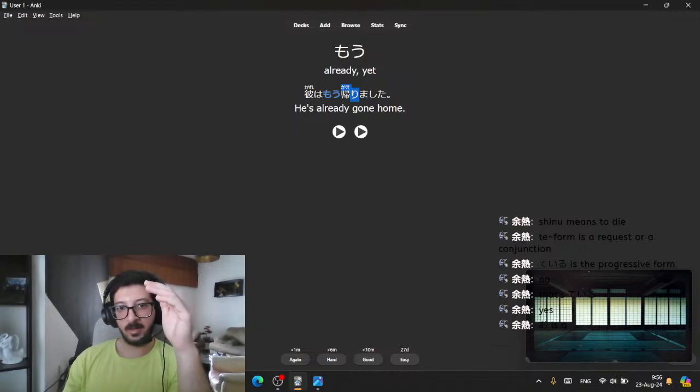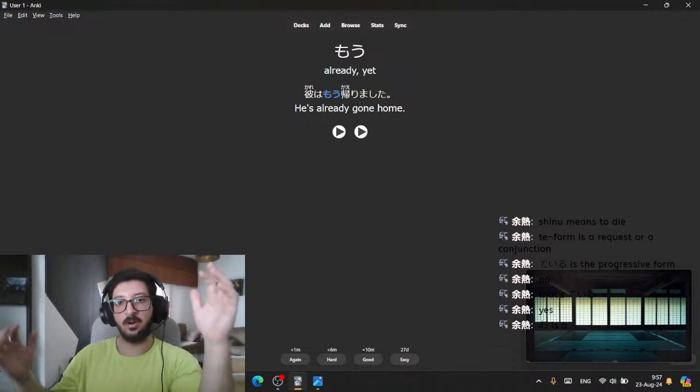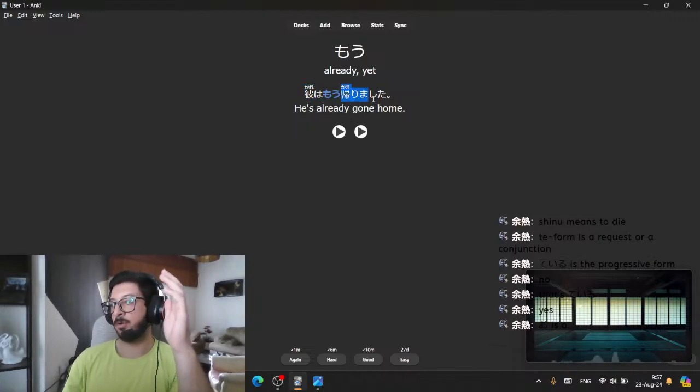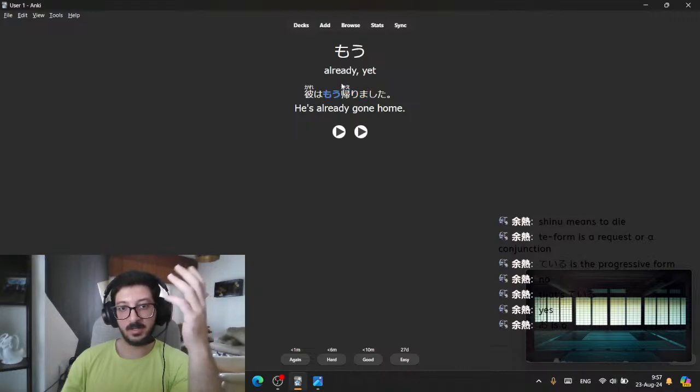Because I learned the kana easily and I learned a few words and a little grammar, I thought it would be easy. But now I'm starting to realize that it's a lot. It's a huge thing. It's not an easy language. There are a lot of things, a lot of words, a lot of kanji. Kanji is very difficult. And I started to forget a lot of words.